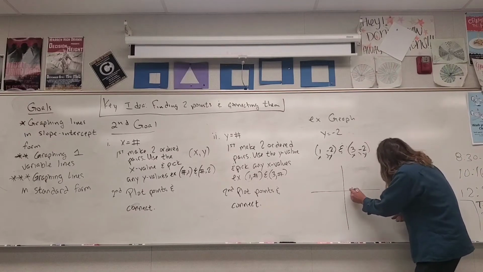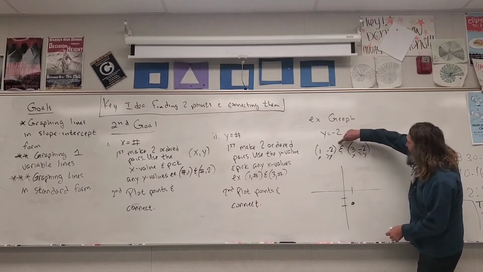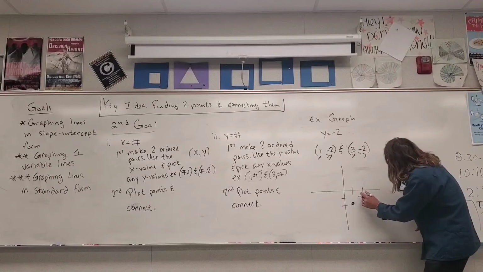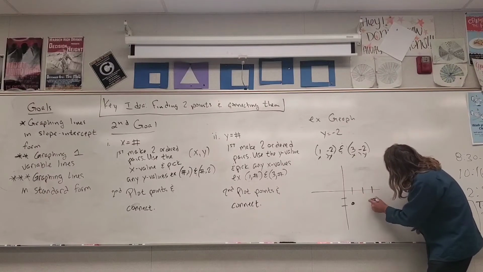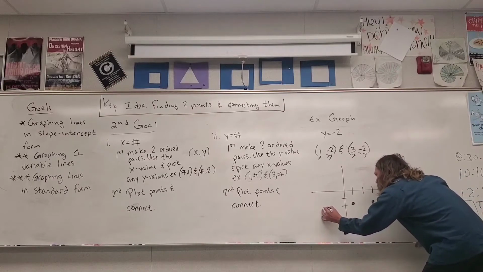So I go over 1 for the x, down 2 for the y. That's (1, -2). I go over 3, that's really far. 1, 2, 3, and I go down 2 again. And I plotted my 2 points and I connect.